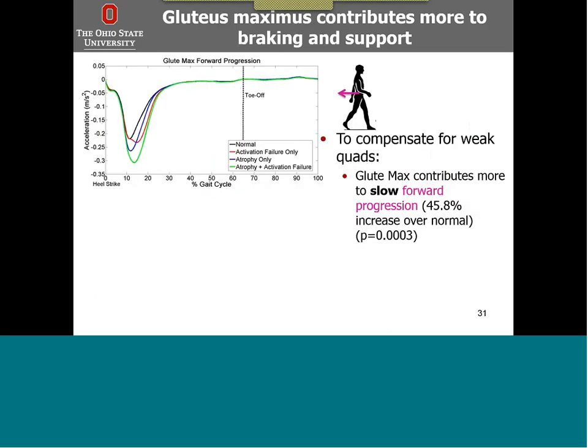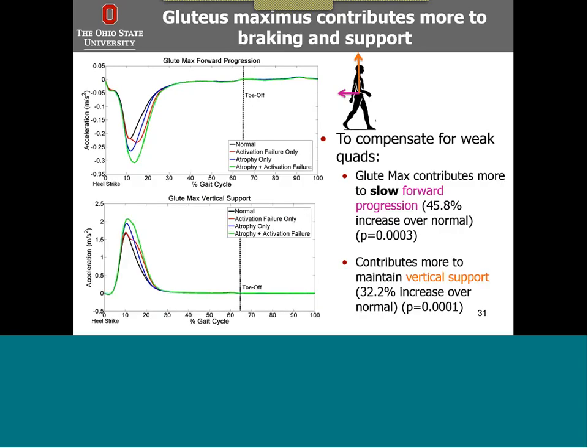If we move then to looking at how these muscles compensate in terms of their contributions to progression and support, first looking at the Gluteus Maximus muscle, the normal function of this muscle is to provide braking and slowing forward progression of the body in early stance. So we see that when it's compensating for quadriceps weakness, it's basically doing more of this. So it's contributing more to slowing forward progression, a nearly 46% increase over the normal full strength simulation for the case of atrophy plus activation failure. And it's also contributing more to maintaining vertical support in early stance, a little over 32% increase.